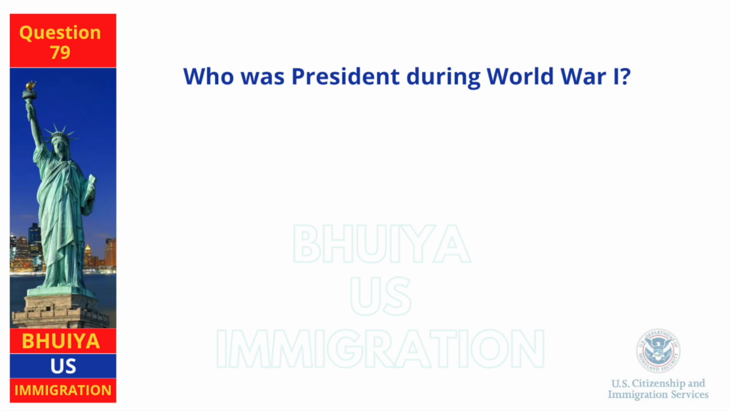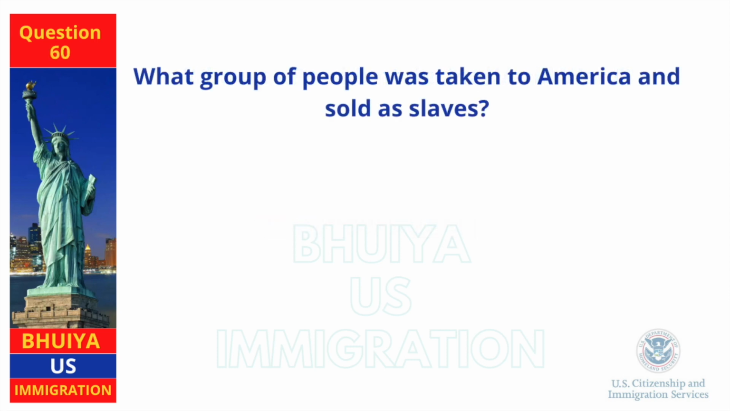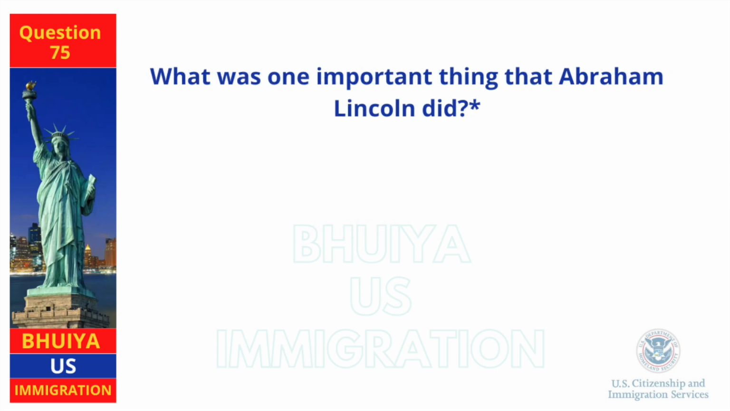Who was president during World War I? Woodrow Wilson. What group of people was taken to America and sold as slaves? Africans. What was one important thing that Abraham Lincoln did? Freed the slaves.